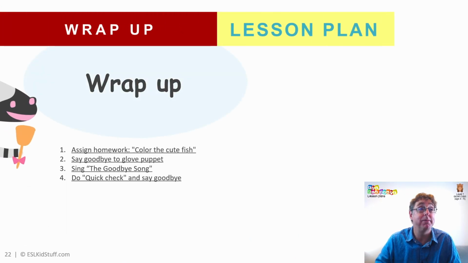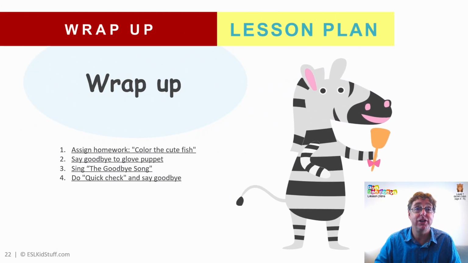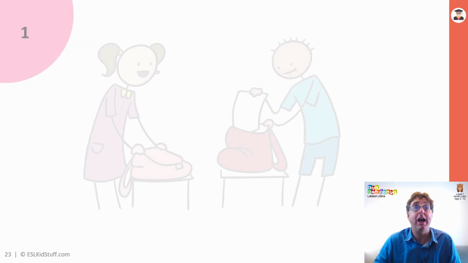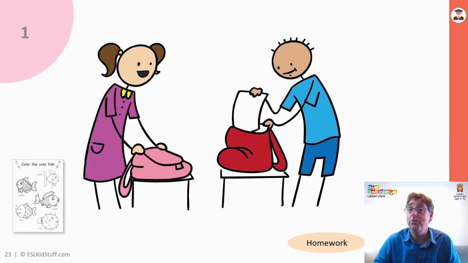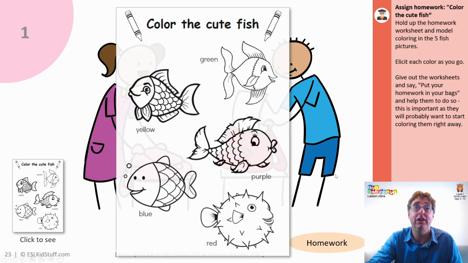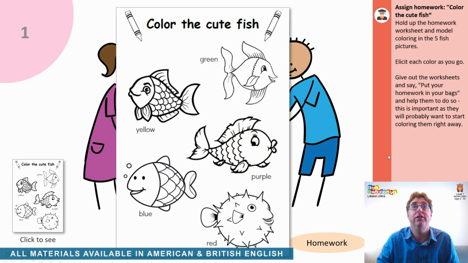Right, so we finished the main part of the lesson. We're ready to finish up with the wrap-up section. And first of all, we're going to assign homework as we do every lesson. Again, we're going to practice the colours. We've got 5 colours to practice. Let's click on there. And we've got the colour the cute fish worksheet.